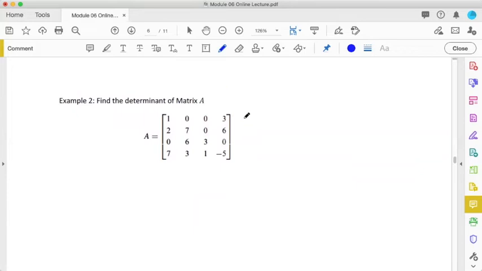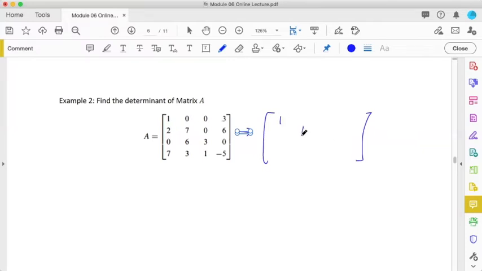Next we look at example 2. In this example, we need to find the determinant of a matrix A. Another way to solve this is to change this matrix A into the lower triangular form. Just now we changed a matrix into an upper triangular form, but you can also change the matrix into a lower triangular form before you find the determinant of that matrix.